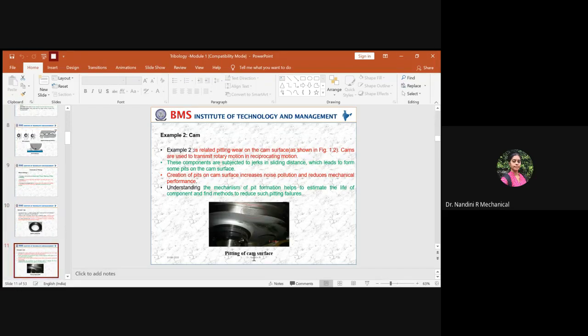Next was the pitting of a cam surface. Here, across the cam surface, you use the cam in order to transmit rotary motion into reciprocatory motion. During the movement, sudden jerks can happen, suddenly when it is sliding. Even that happens in the case of a robot arm. You design a robot arm for free movement to pick from one end and drop at the other end. Suddenly, due to some variations, you can feel some jerks coming out.